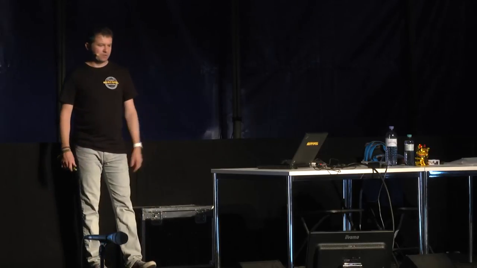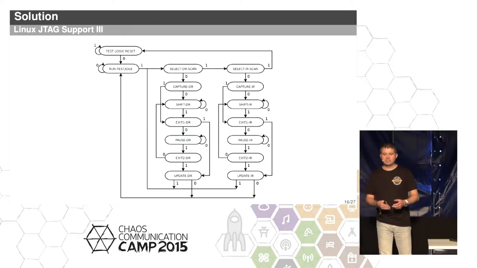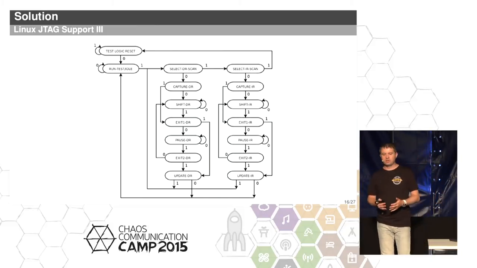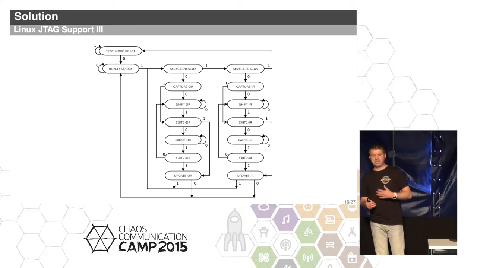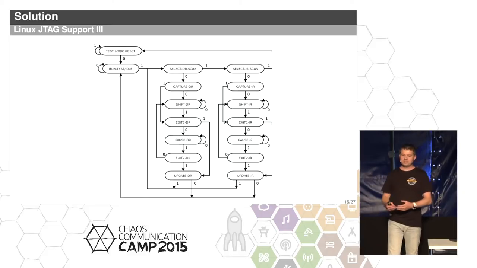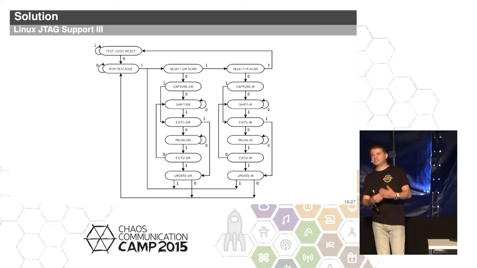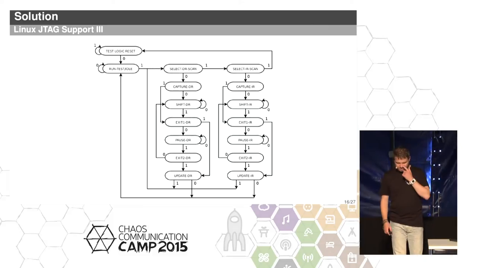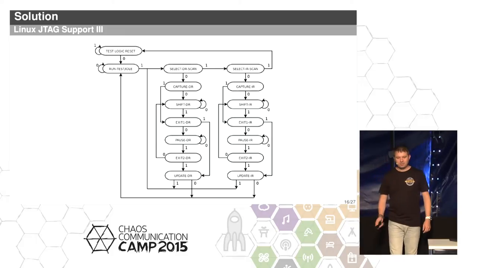This is the finite state machine of JTAG. You can see that there are actually two paths within this finite state machine. One path is for shifting data into an instruction register, and the instruction register tells the device what you want to do with it. And then you have the data register where you can get data out of the devices or write data to the devices. So that's very complex, and I had a lot of problems with it during the design of my JTAG host driver.